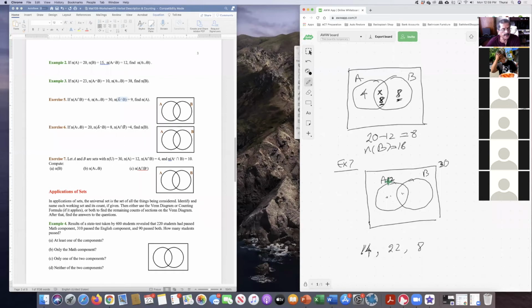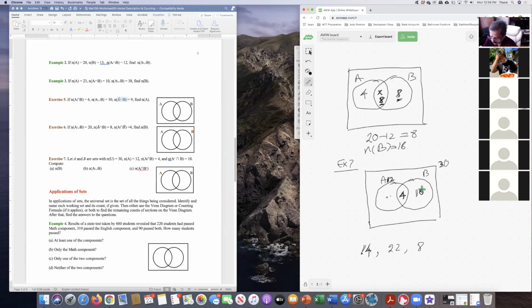And A intersection B is 4. I can put that in. 4 goes right there. And then A complement intersection B, that's part of the B that's outside of A, which is this section right here, the right section of the B, and that's 10. Okay, so those two are given. Using that information, we need to find the remaining sections.